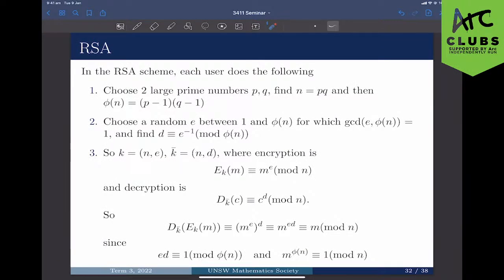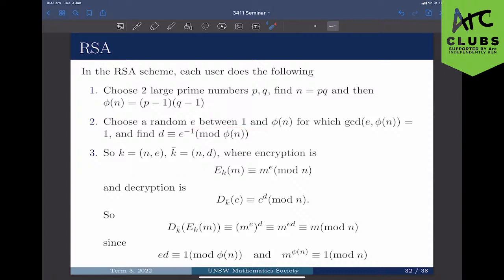And yeah, in terms of the calculation component of the RSA, this is going to be really chapter 5 intensive. So in terms of the calculations, I'll be very brief. But in the RSA scheme, each user does the following. They pick 2 primes, find the product of the primes, and then calculate phi of n. And if we remember from chapter 5, that's really easy to calculate if you have a product of primes.